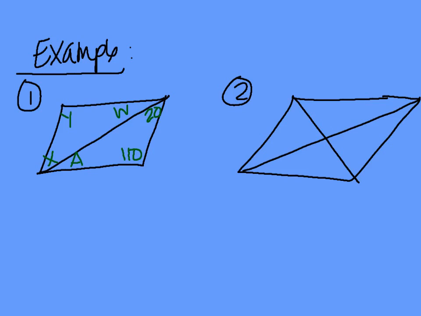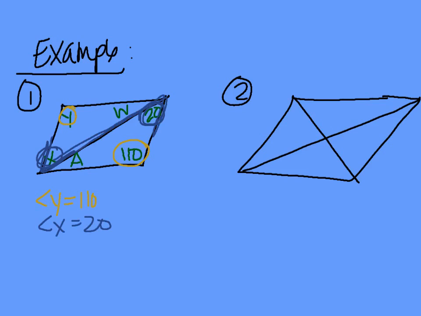So since opposites are equal, what would be opposite of 110? The Y. So angle Y is going to equal 110. Alright, so now let's look at angle 20. How can I use angle 20 to help me? Well, angle X over here is alternate interior. It makes that Z. So that means that angle X is also going to be 20.